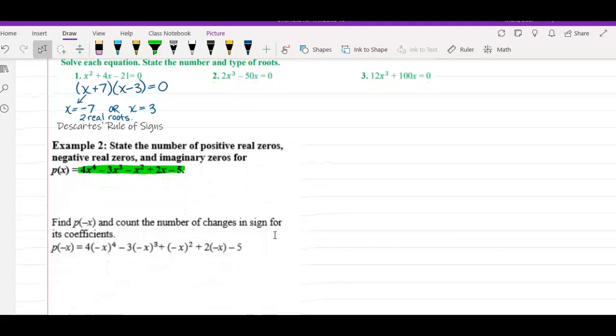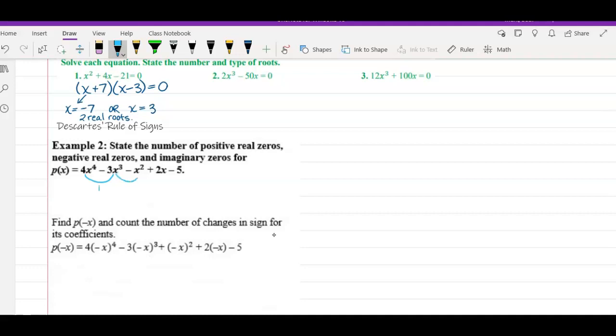Here we have p of x equals 4x to the fourth minus 3x cubed minus x squared plus 2x minus 5. It is in descending order. The degrees keep going down, down, down, down, down. So we're going to look at this and go from the first term to the second term. 4 is positive, 3 is negative. So that's one sign change.